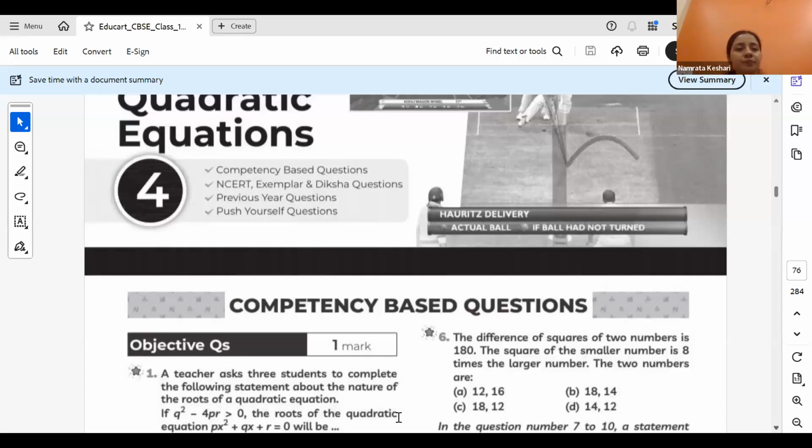This chapter is solving the quadratic equation by the method of factorization. Factorization. Okay, what is this? Let's do a basic question first so that you will be able to develop clarity.